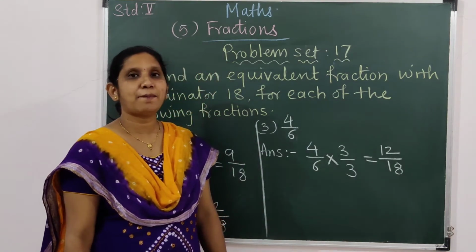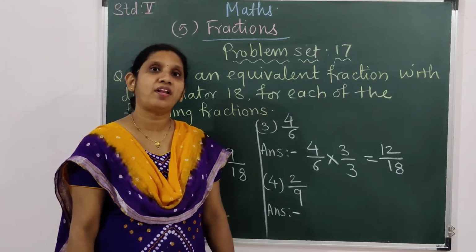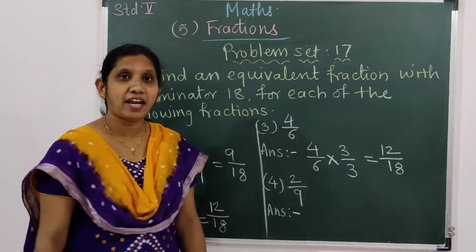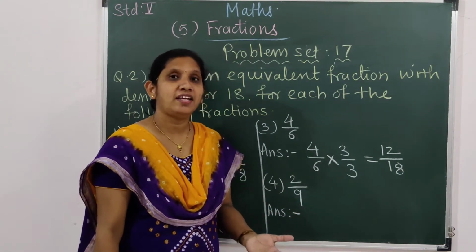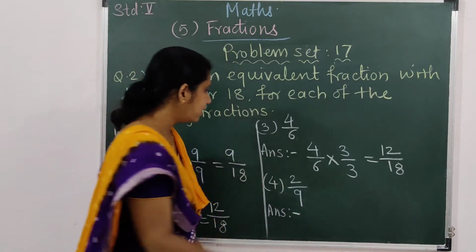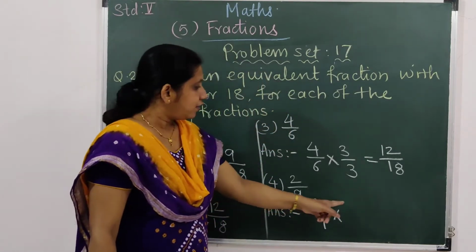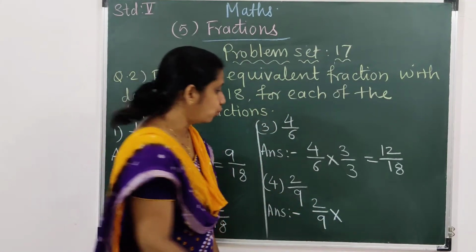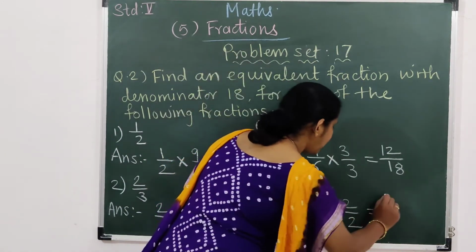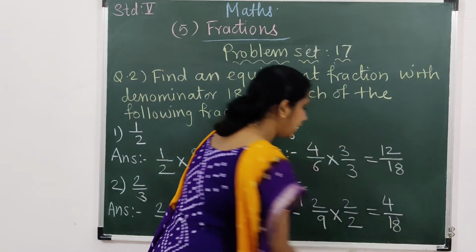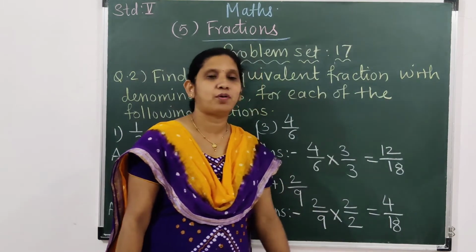See the fourth example. Students, the fourth fraction is given, 2 upon 9. We want the denominator 18. Then think, for this denominator 9 how many is 18? Yes, 9 twos are 18. So let us write here 2 upon 9 into 2 upon 2. Answer will be 4 upon 18. Right? So what is the equivalent fraction of 2 upon 9? That is 4 upon 18.